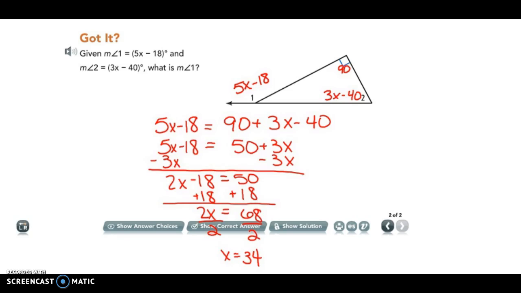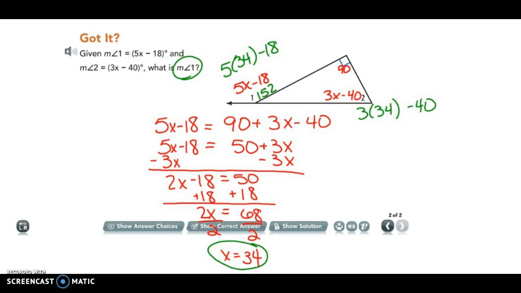Okay, I've gone ahead and found that x equals 34, but of course that's not the question. They want to know what the measure of angle 1 is. So I'm going to go ahead and do 5 times 34 in my calculator minus 18. And I'm going to find that this angle is 152. This one over here, I'm going to do 3 times 34 in my calculator minus 40. And I'm going to find that that angle is 62. So now you have all of the measures of each angle that was listed, 152, 62, and then the 90.